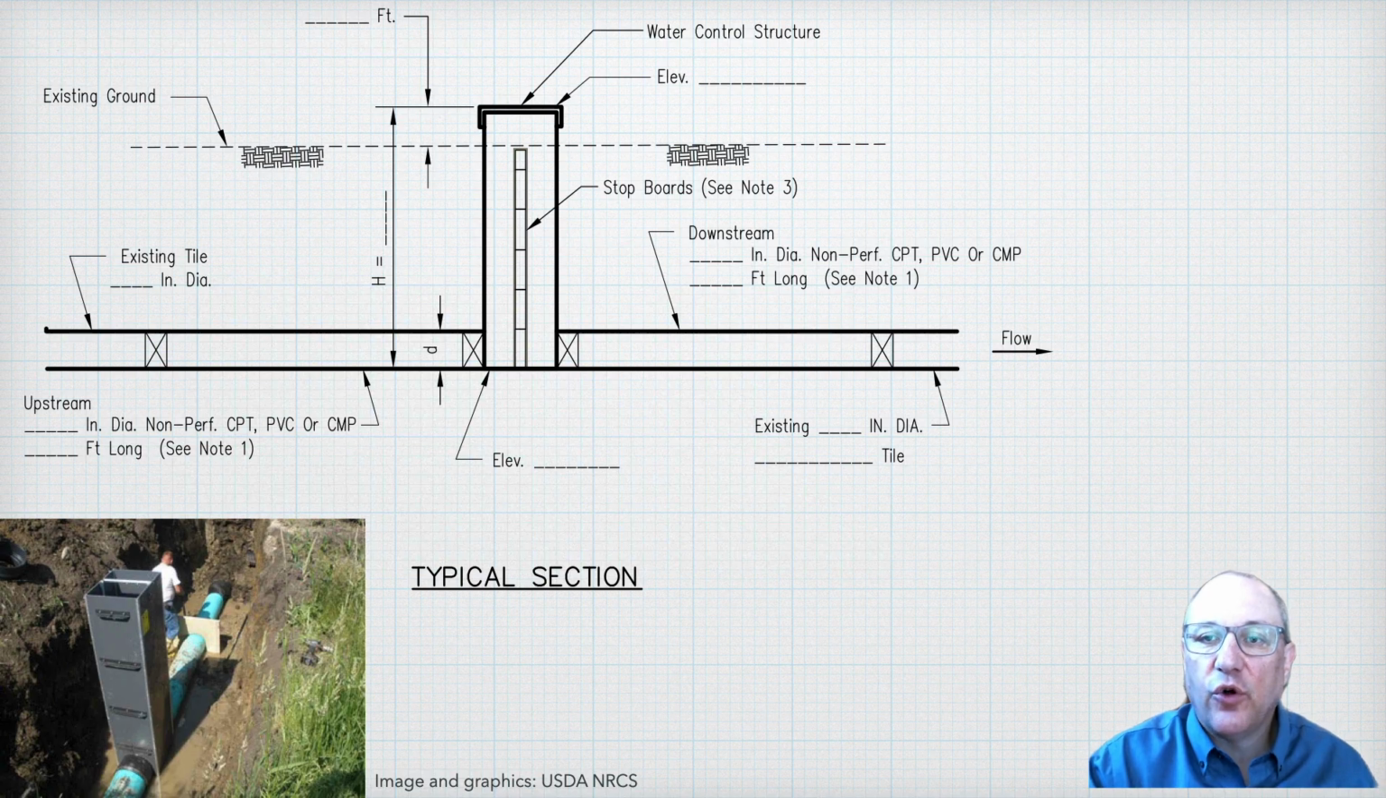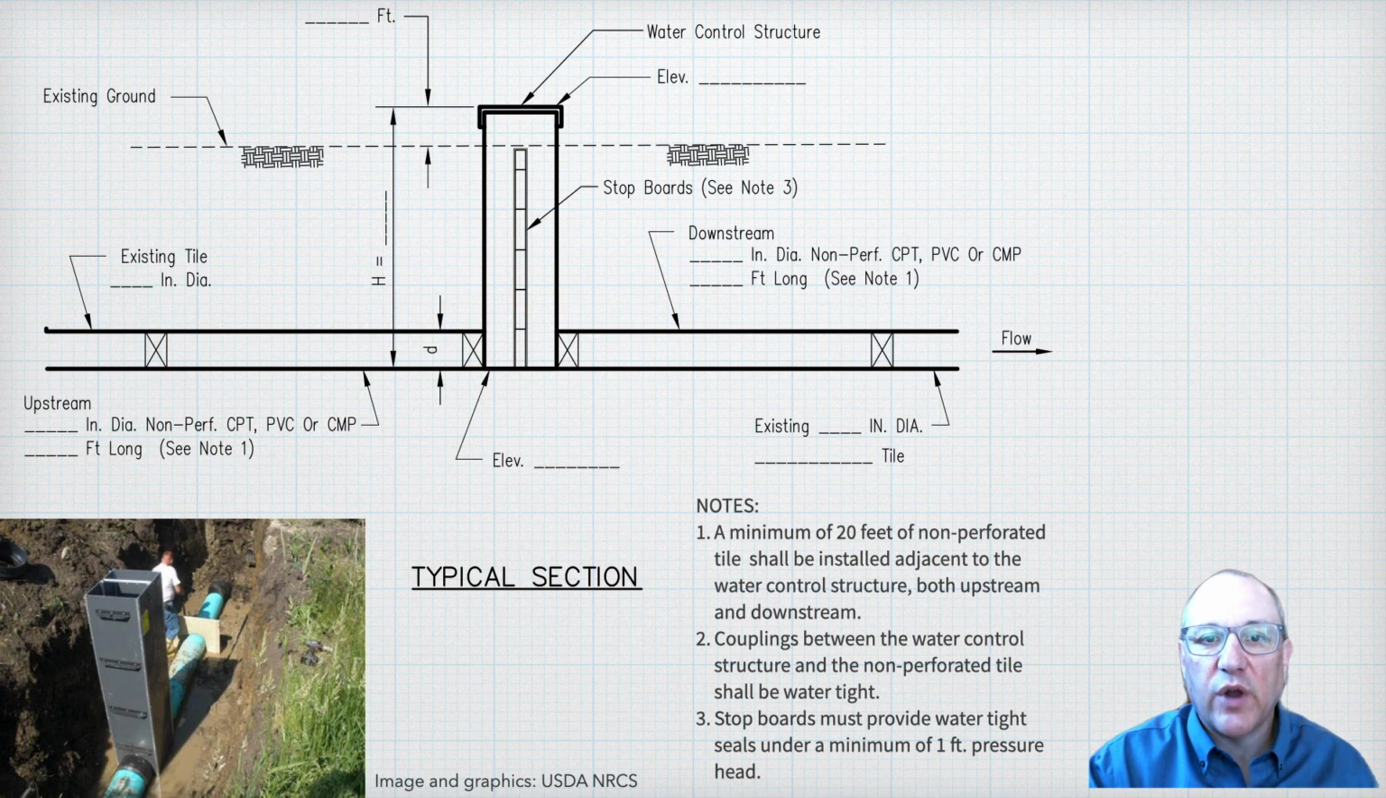Since these structures hold back water, there is pressure on the inlet pipe connections, plus water will try to seep around these structures. To prevent water following the piping, use of anti-seep collars is recommended. It is also recommended to use at least 20 feet of non-perforated pipe upstream and downstream of the structure. If NRCS cost share is used, the state conservation engineer will specify what is acceptable construction.